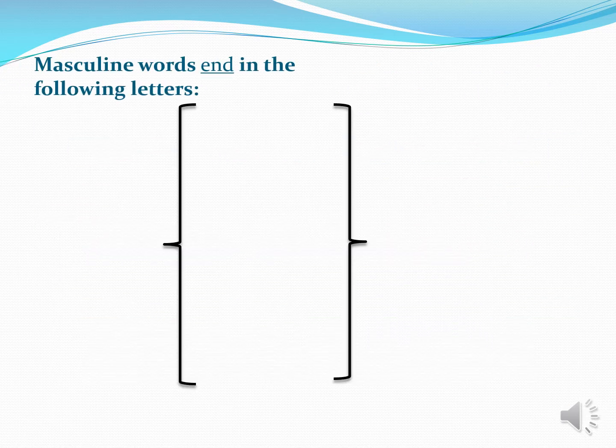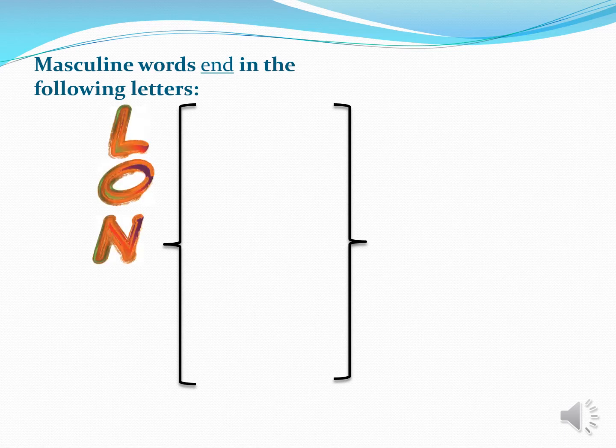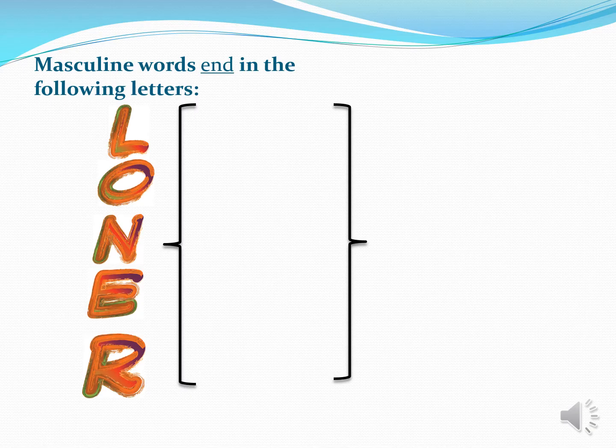So masculine words are going to end in the following letters: L, O, N, E, and R. They spell out the word loner. There are going to be some exceptions to this, but it's easier to remember what the exceptions are. And this rule will cover about 90% of all of your nouns in Spanish. So if it's not one of the letters in loner, it's going to be a feminine word.